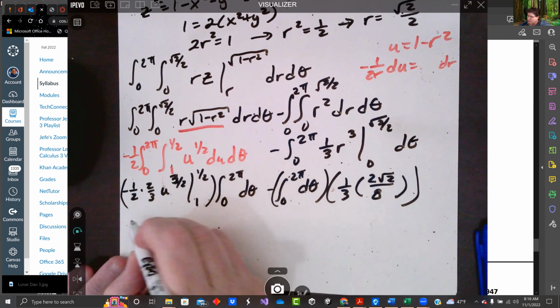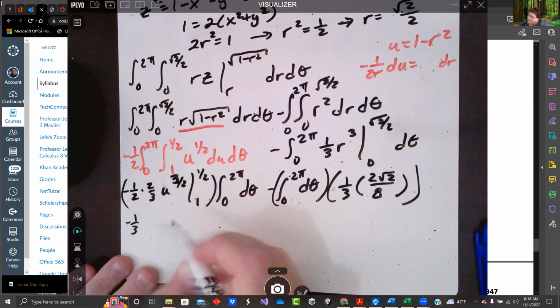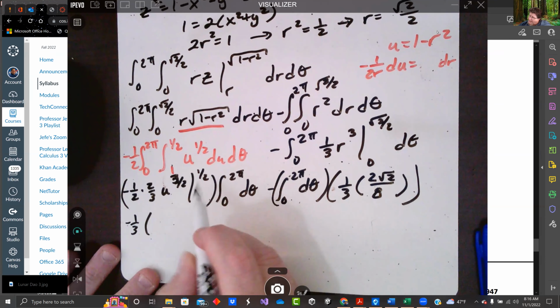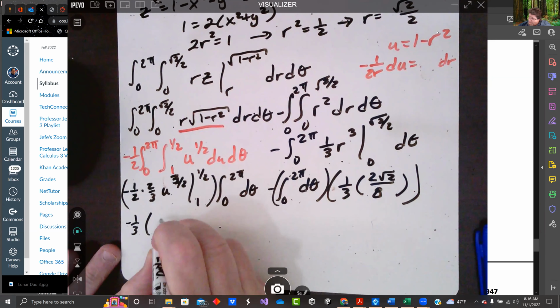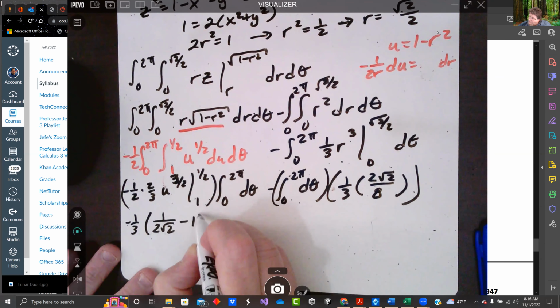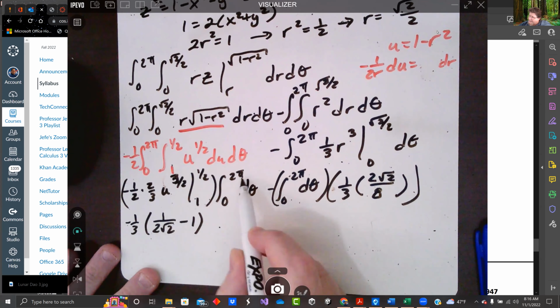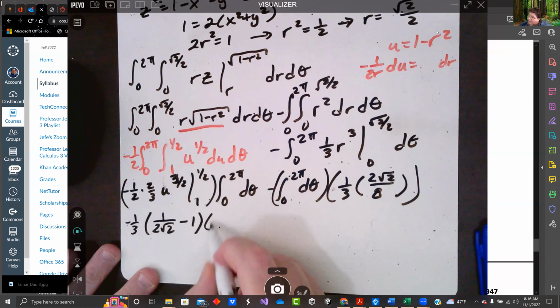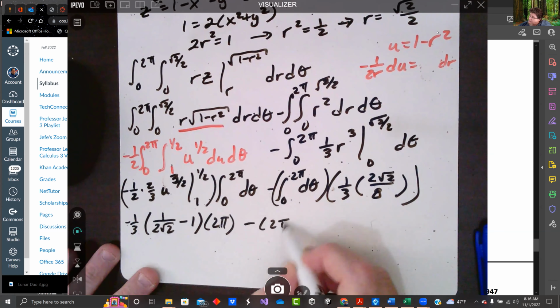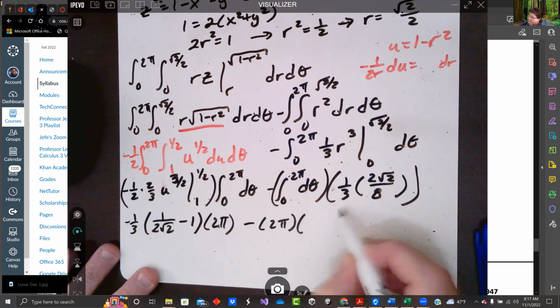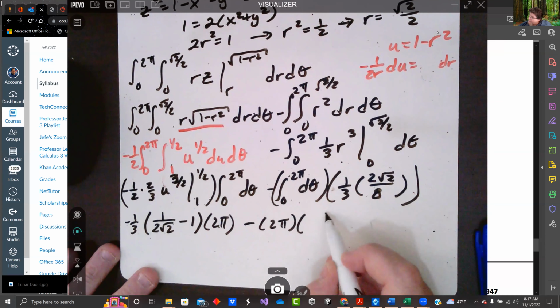So I got minus 1/3 times, 1/2 to the 3/2 is 1/2√2, minus 1. And the integral of 0 to 2 pi d theta, we've seen this enough times to know it just boils down to 2 pi. And here I can do some simplifying. I'm going to get √2/12.